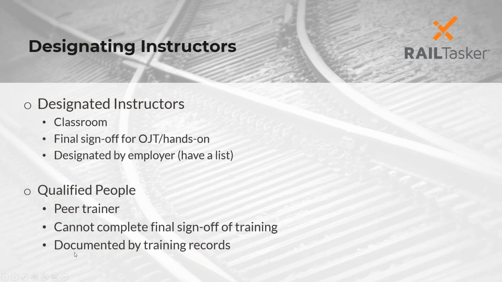And I have documented by training records here. All that means is that a qualified person is a qualified person because they've also completed that training, and that's the only requirement. You don't have a list, you have a training record that shows that so-and-so is a conductor or so-and-so is completed or grandfathered in would be sufficient into that occupational category.